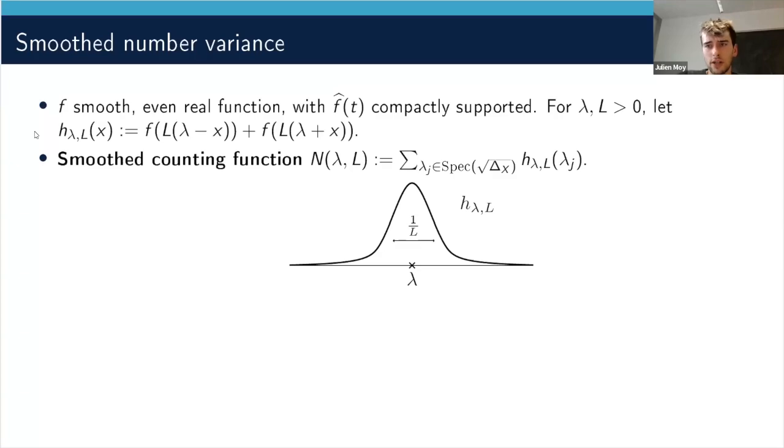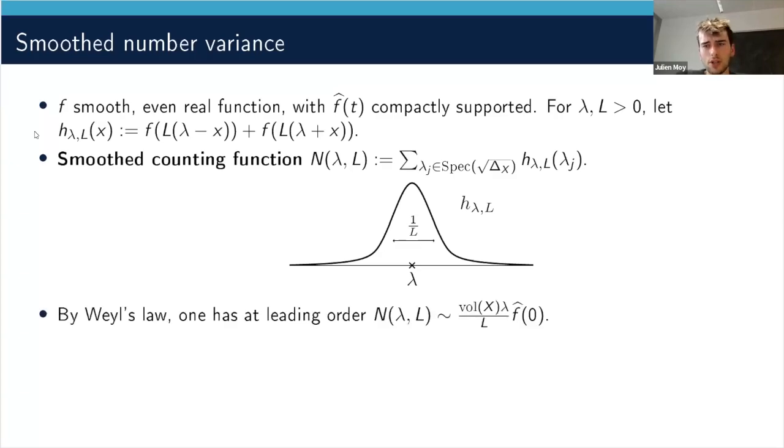Okay, so we look at that. And then we have a version of Weyl's law for this smooth counting function, which is that essentially, well, you have to specify a regime of lambda and L to work in, but at leading order, you still have the volume of X as a geometric factor, then lambda over L, and you multiply it by the integral of f over R, which is nothing but the Fourier transform of f at 0.